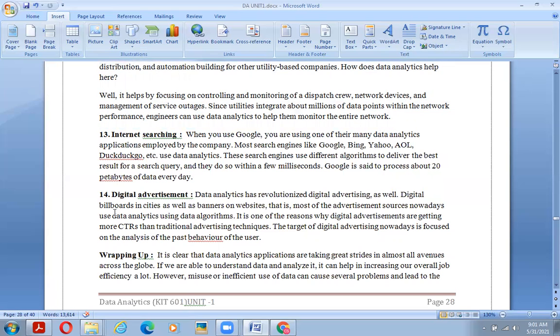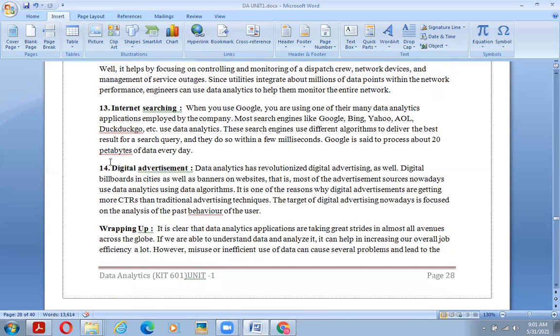So next is the most important thing, internet search. When we use Google, we use the application in front of the network. This search is used to provide investors and process trading, and to process 20 petabytes of data every day.